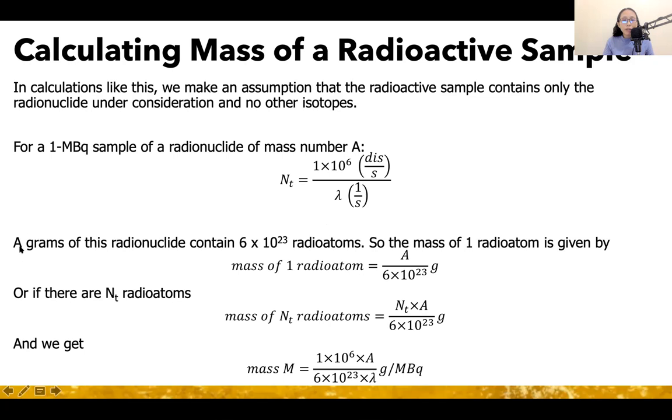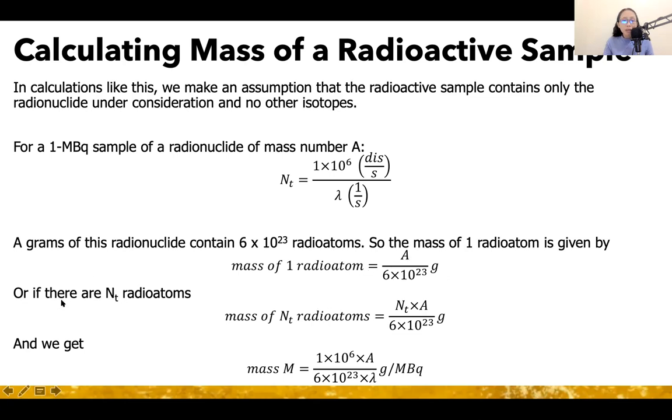So if we are given A grams of this radionuclide, remember, the mass number of this radionuclide is A, and we are given A grams. This means that we have 6 times 10 raised to 23 radioatoms, right? So the mass of one radioatom is given by this equation. You simply divide the mass number by the number of radioatoms, which is 6 times 10 raised to 23.